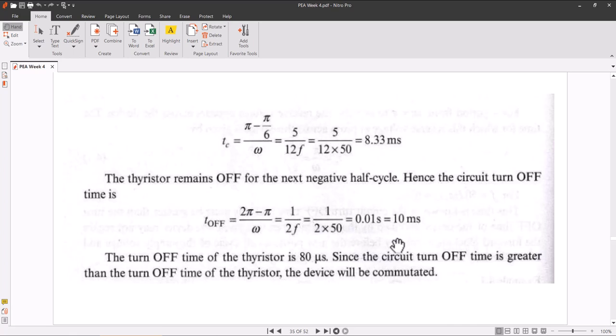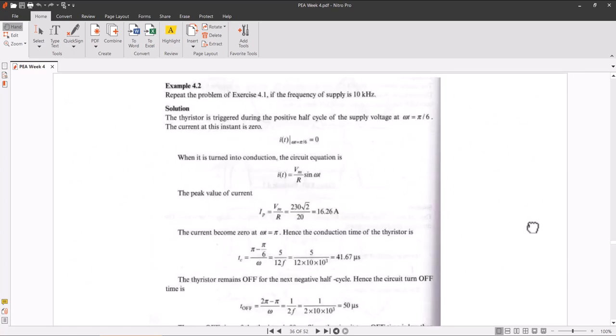ऑफ है, यानी आपका जो सर्किट का टाइम है वो इससे थोड़ा ज़्यादा होना चाहिए ताकि ये कम्यूटेट कर जाए, बंद हो जाए, ठीक है, इसके जो ऑफ टाइम है। Since the circuit turn off time जो कि 10 मिली सेकेंड है, आपका जो वापडा की वेव है वो ज़्यादा है 80 माइक्रोसेकंड से, तो ऑब्वियसली थायरिस्टर को टाइम मिल जाएगा सफिशिएंट कि वो बंद हो जाए आराम से, ठीक है। So the time is greater than the turn off time of the thyristor, the device will be commutated.